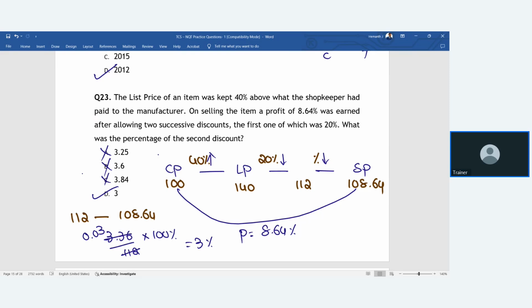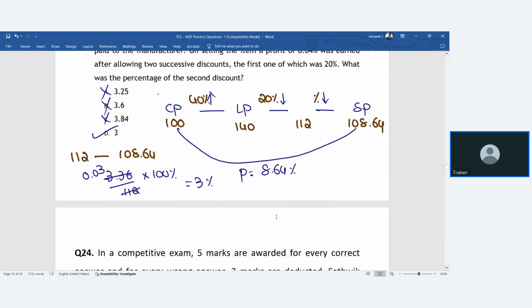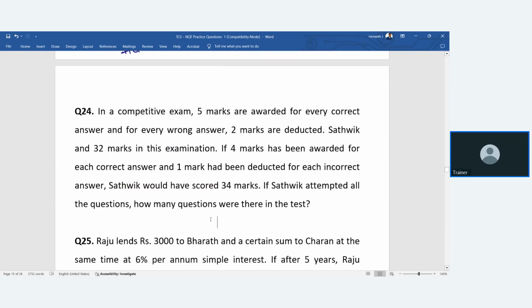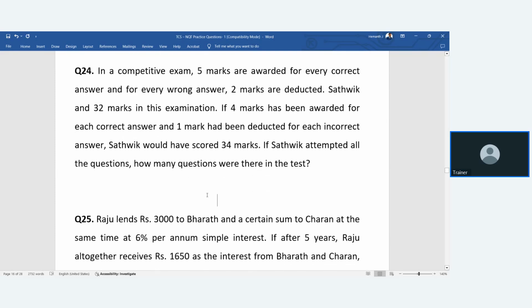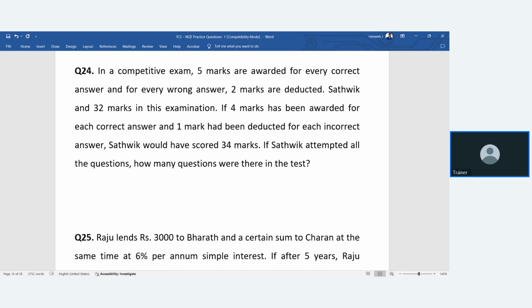Next one, series 24. In a competitive exam, 5 marks are awarded for every correct answer. And here, wantedly, I removed the options because they're giving fill in the blanks nowadays. So we removed certain options wantedly. So answer this. Satvik attempted all the questions. How many questions were there in the test?